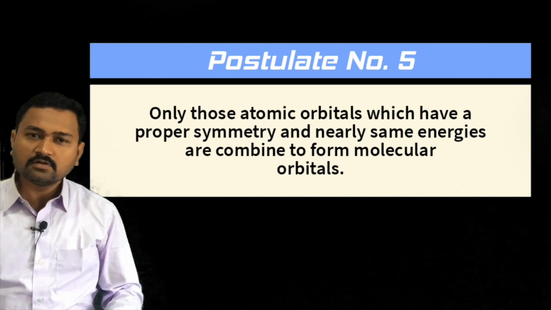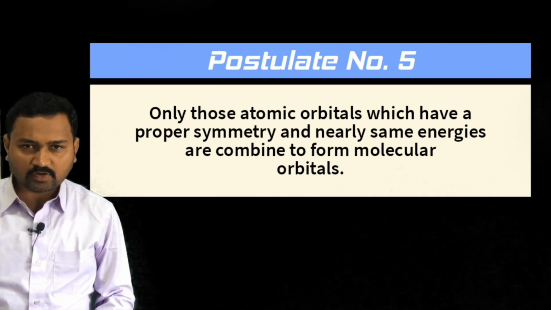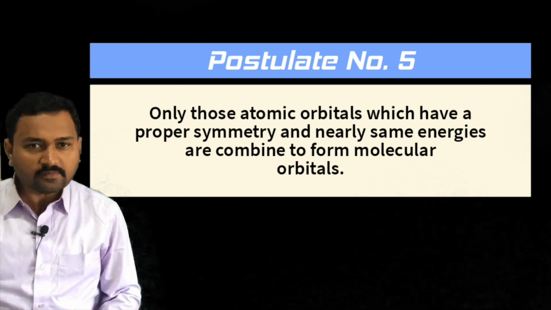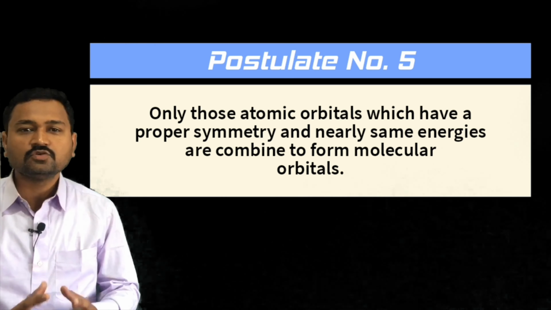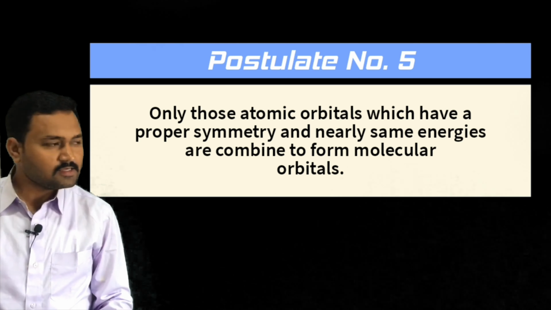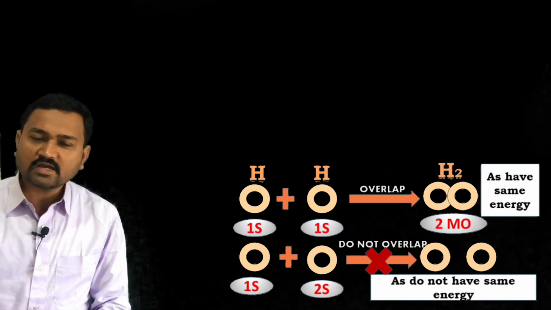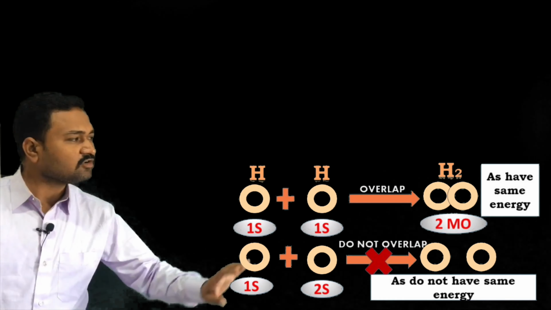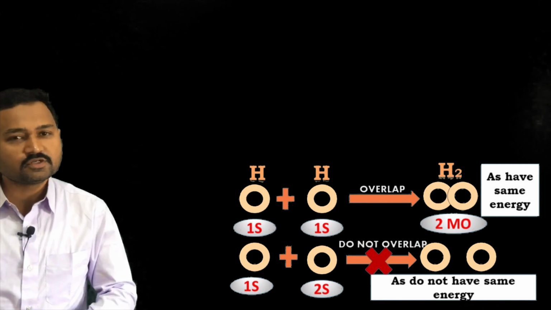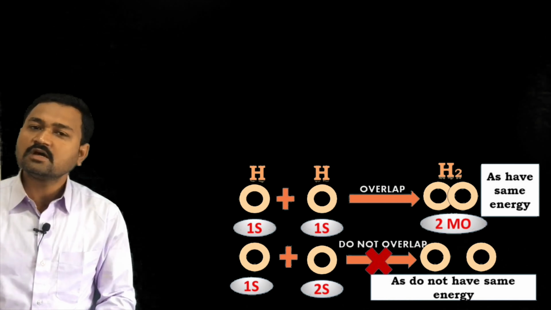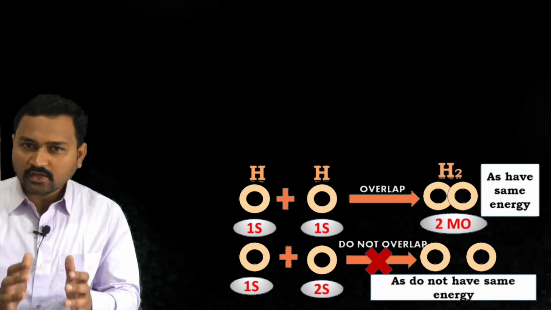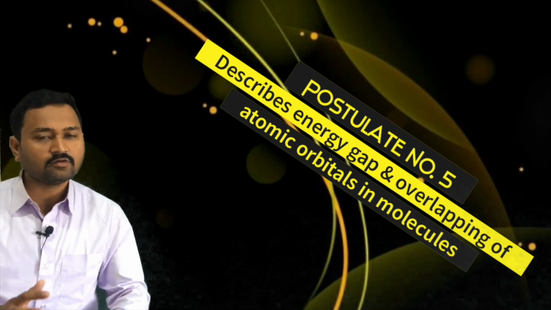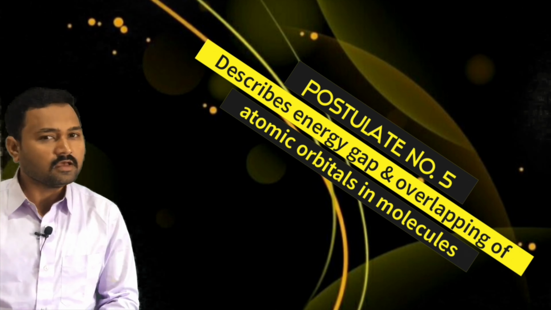Now, let us know about the fifth postulate. Only those atomic orbitals which have proper symmetry and nearly the same energy can overlap to form the molecular orbital. So here again you know that a 1s atomic orbital can overlap with a 1s atomic orbital, but a 1s atomic orbital will never overlap with a 2s atomic orbital, as there is an energy gap between them. Hence, for the formation of a molecular orbital, the atomic orbitals must have the same or nearly the same energy.